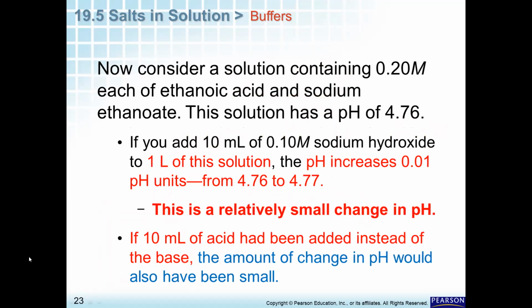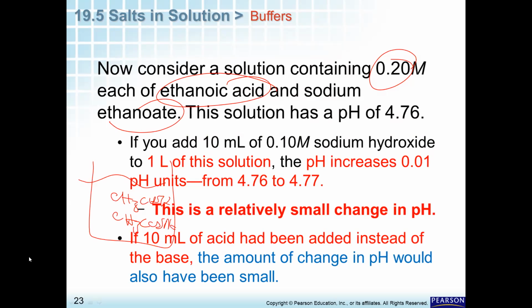Then do the same experiment, but this time we won't add it to pure water; we will add the 10 milliliters to a solution that contains 0.2 molar of ethanoic acid and sodium ethanoate. So this 1 liter of water is not pure water. It contains ethanoic acid, which is a weak acid, and sodium ethanoate. What is the relationship between the two? Sodium ethanoate is the salt of ethanoic acid. Right? Sodium chloride, where does it come from? Doesn't it come from sodium hydroxide and hydrochloric acid? Well, sodium ethanoate originally comes from ethanoic acid. It is the salt of ethanoate.